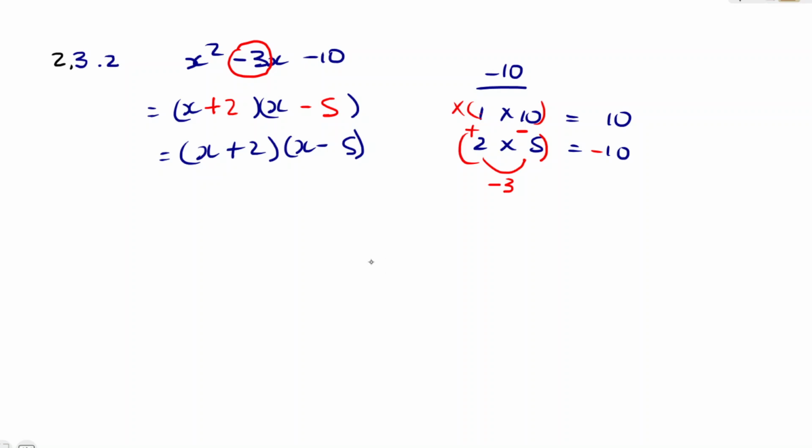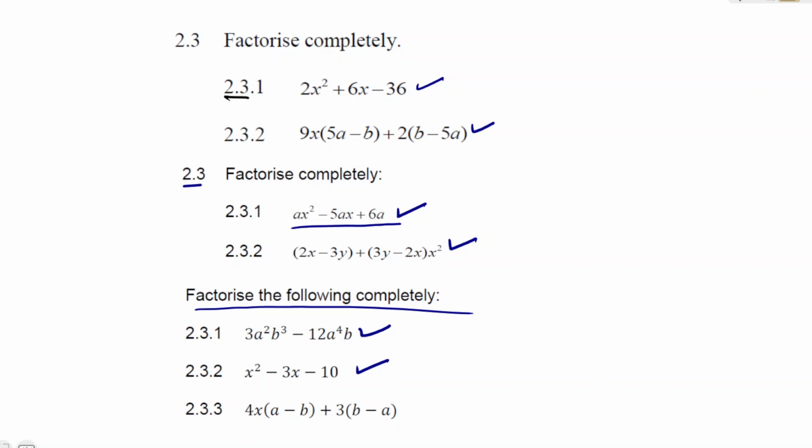Now we are doing the last problem for our factorization problems. The last one is 4x times a minus b plus 3 times b minus a. This is the last problem. Now pause the video, try to factorize the last one, 2.3.3, and then wait for my answer, then you can compare answers.